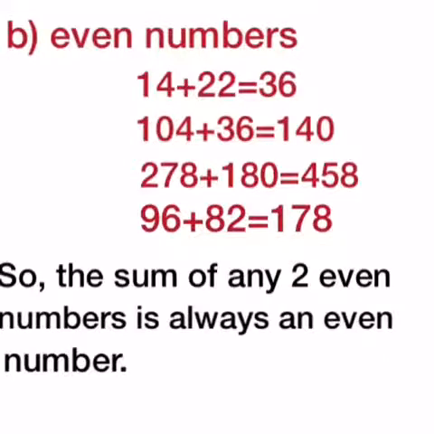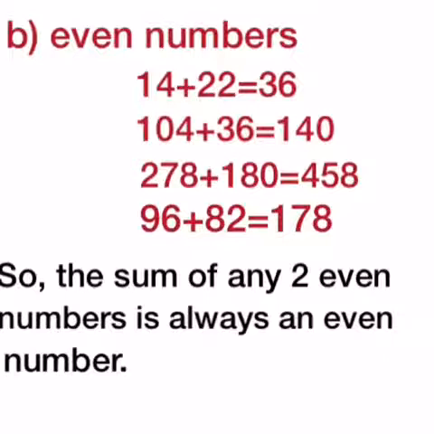Adding two even numbers, the result will always be an even number. You can see here 14 and 22. Both are even numbers. When we add 14 and 22, the result is 36, which is an even number. Next is, children, 104 and 36, which are even numbers, and the result is 140, which is again an even number. 278 plus 180, both are even numbers, and the result 458 again is an even number.